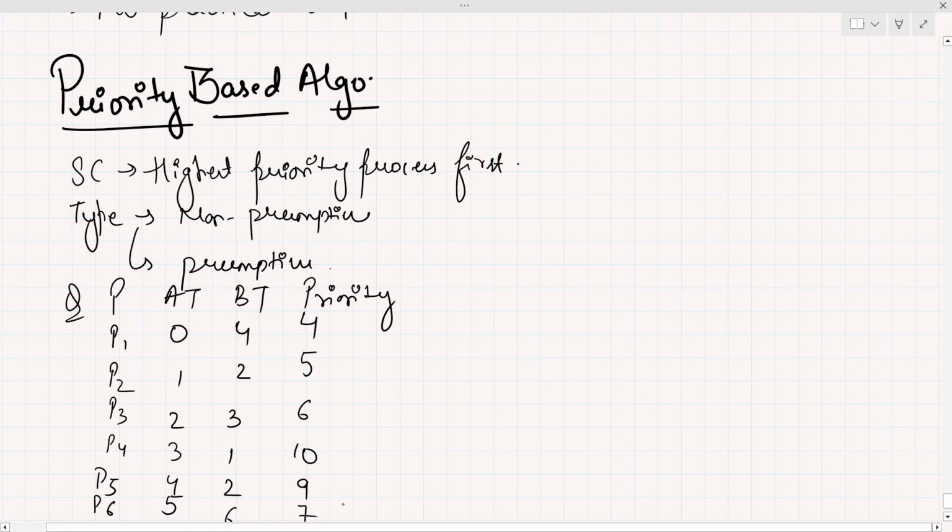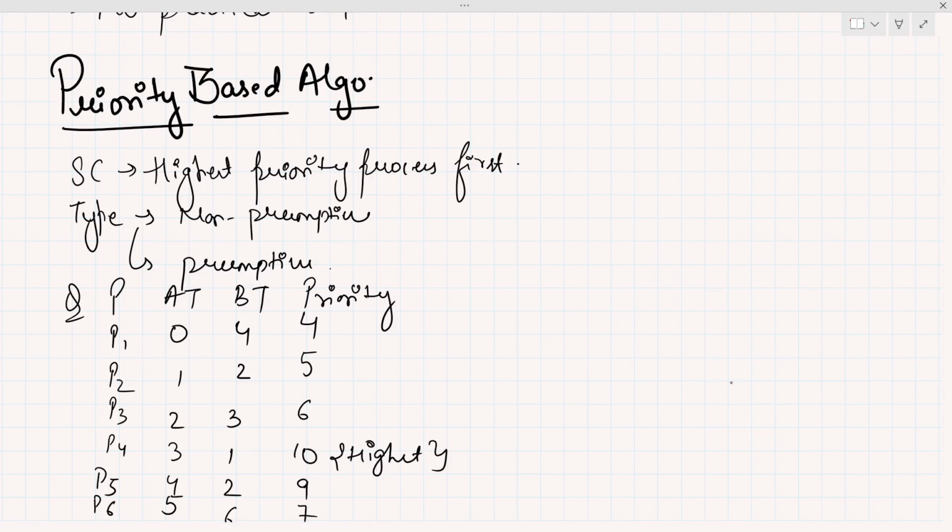Now it is given in the question that if the number is small, we have to think of it as the highest priority. If the number is high, then we have to select that process because that is the highest priority. So it is given in the question. In this question, if the number is greater, it is basically the highest priority. So the highest priority among these processes is P4, because its number is 10. After that P5, after that P6, after that P3, after that P2, after that P1.